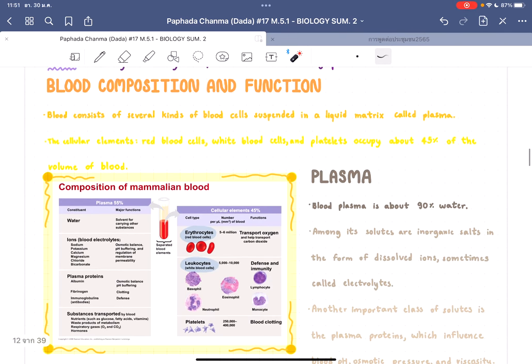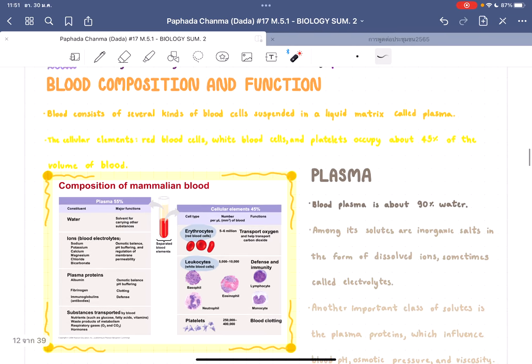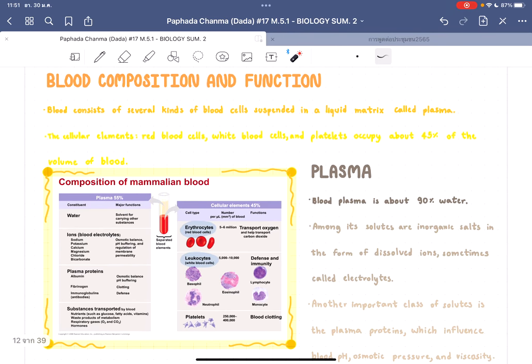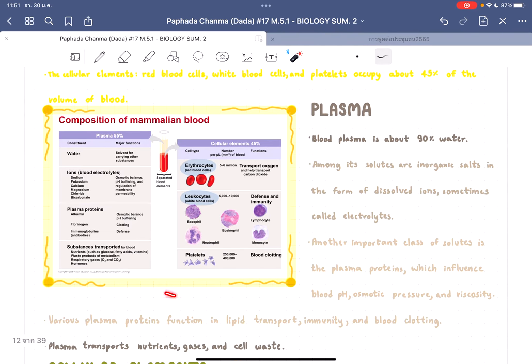Blood composition and function. Blood consists of several kinds of blood cells suspended in a liquid matrix called plasma. The cellular elements, red blood cells, white blood cells, and platelets, occupy about 45% of the volume of blood. And this was a picture.